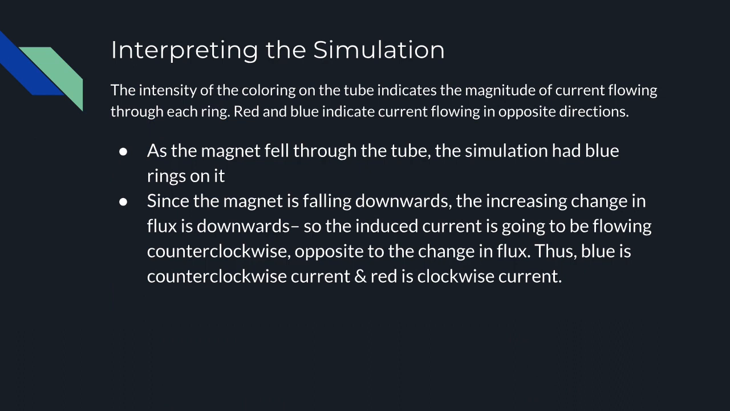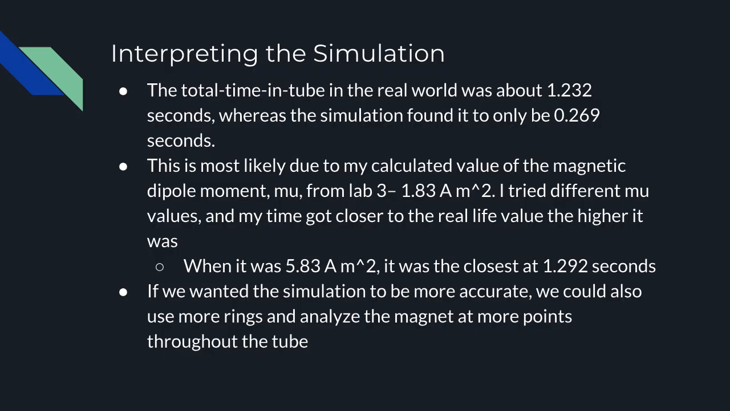Like I mentioned earlier, the color of the ring on the tube is supposed to show the direction of the induced current. As the magnet fell through the tube, you could see that my simulation had blue rings on it. Since the magnet is falling downwards, the increasing change in flux is downwards, which means the induced current is going to be flowing counterclockwise, opposite to the change in flux. So the blue rings demonstrate counterclockwise current, and if there were any red rings, they would be clockwise current.